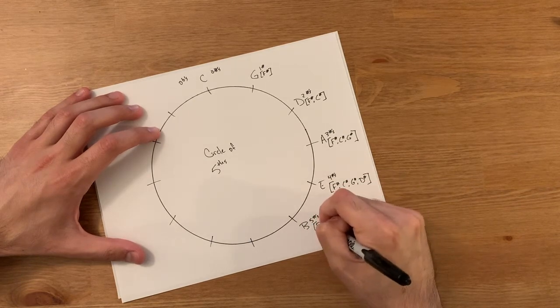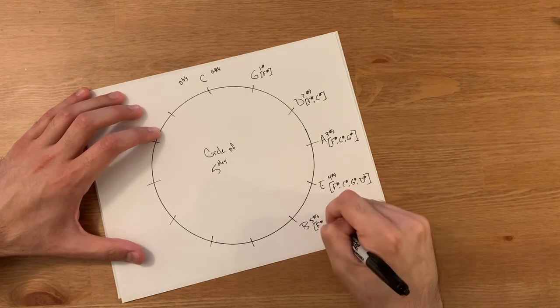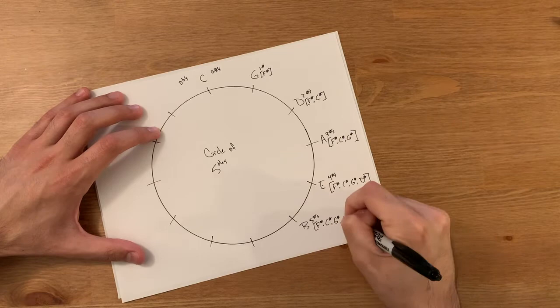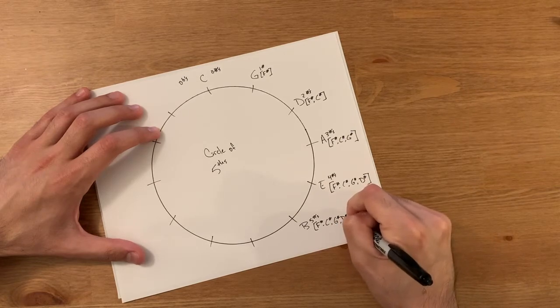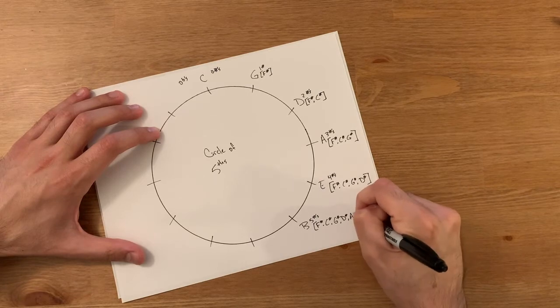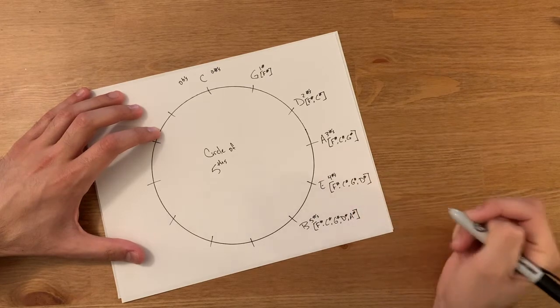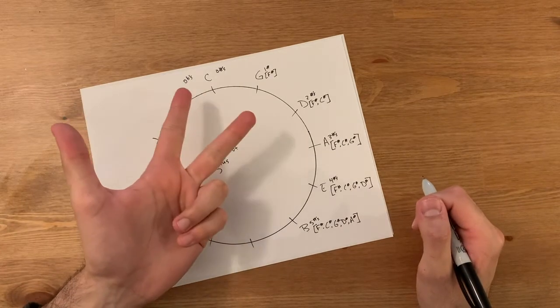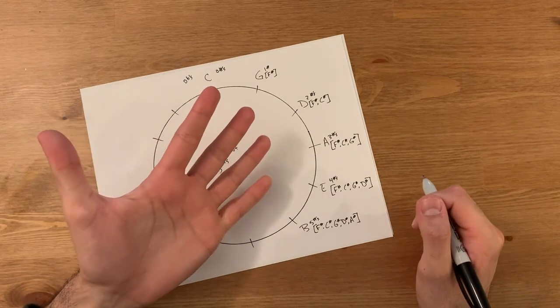And here we're gonna have F sharp, C sharp, G sharp, D sharp, and also A sharp. And then we're going to go 5 more letters. So B, C, D, E, F.